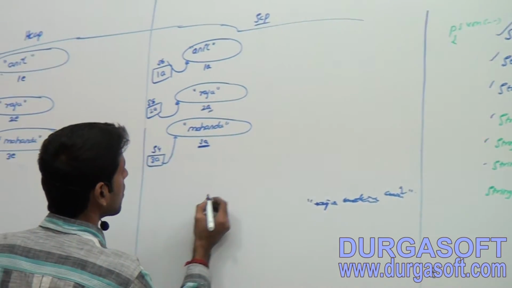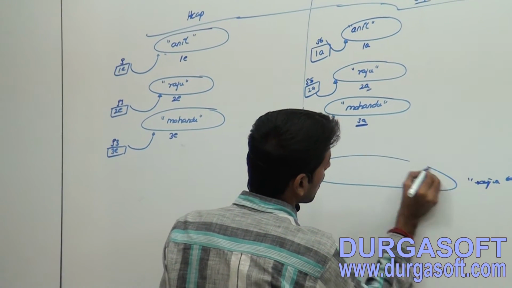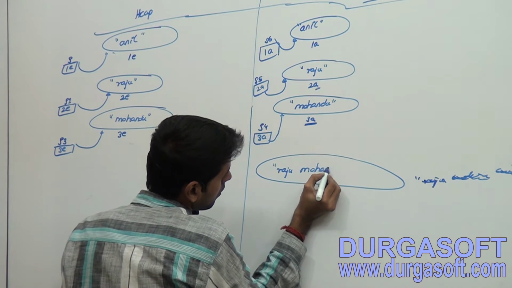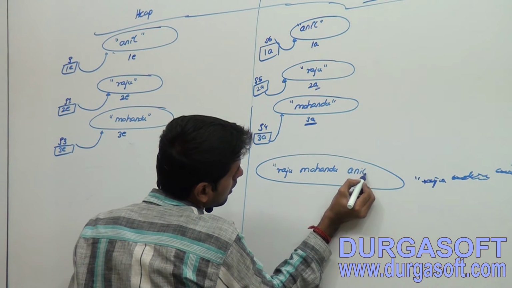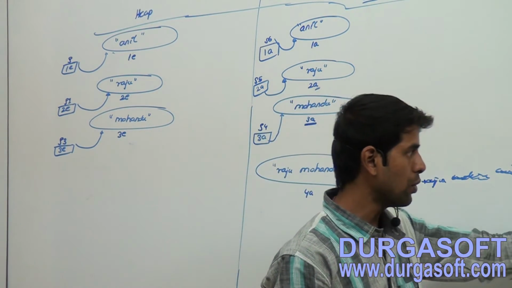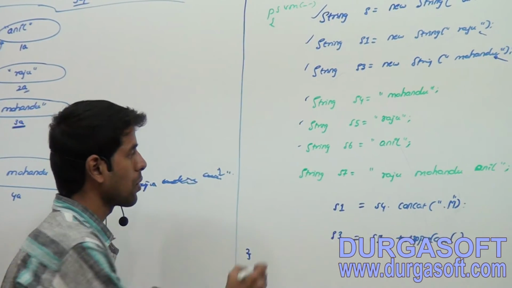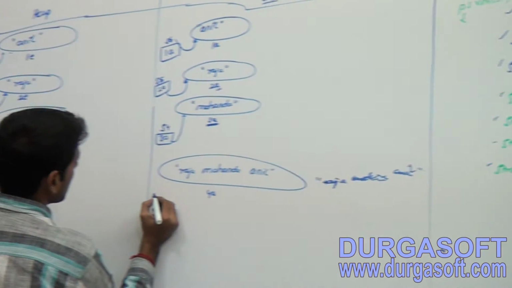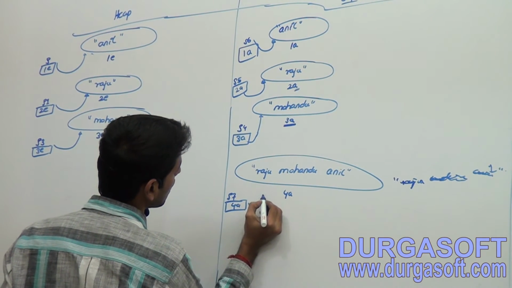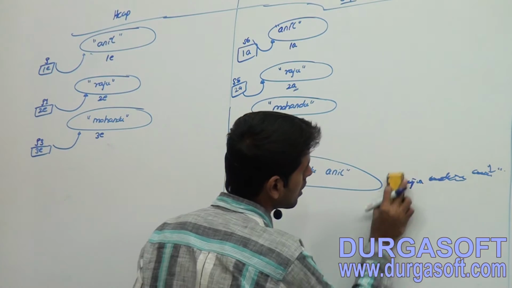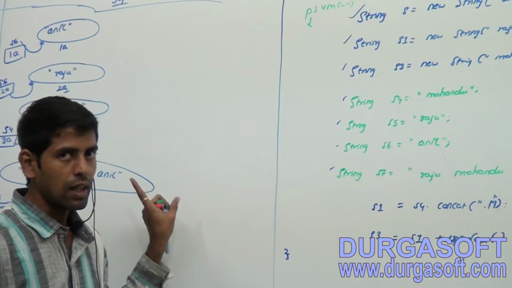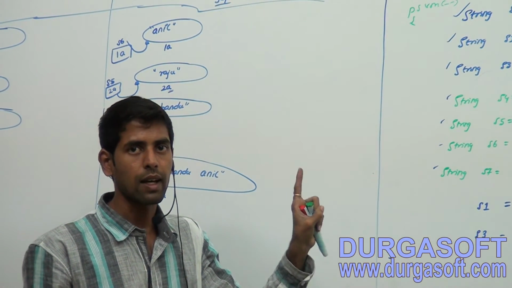Now, what is that? Raju Mohandu Anil. It will have a reference value. That reference value we are assigning to S7. Now observe here. S7 value will be 4A. Now observe, friends. Yes, done. Till here we have done the exact analysis.